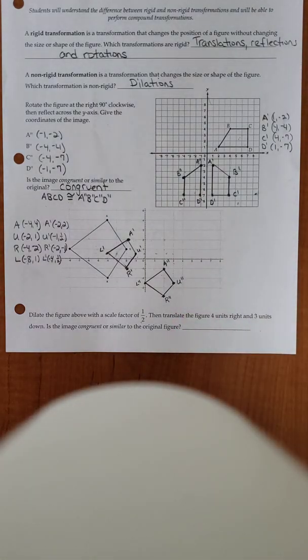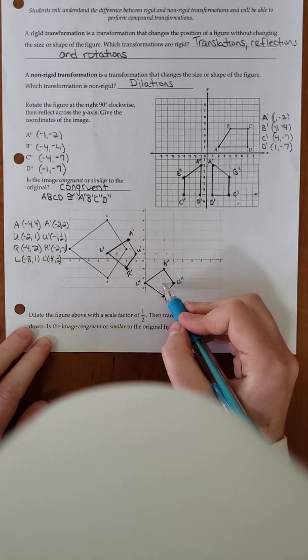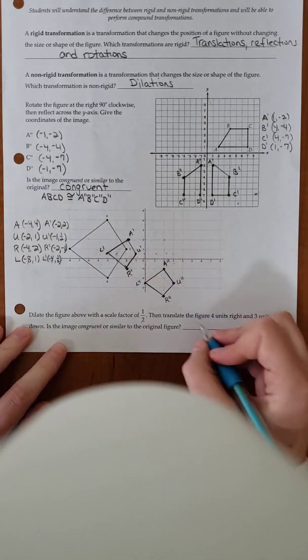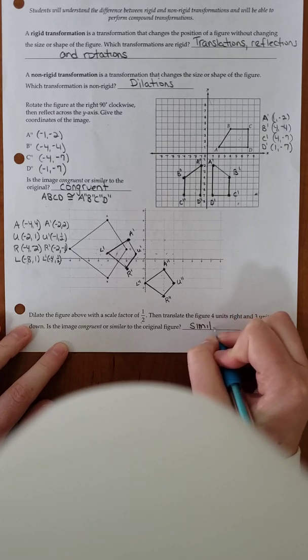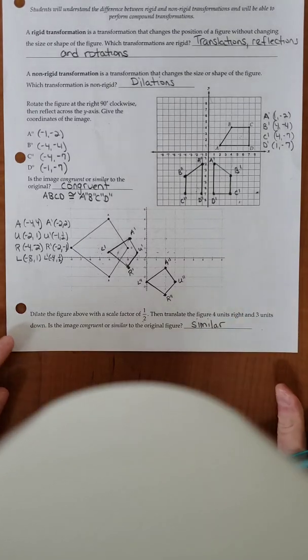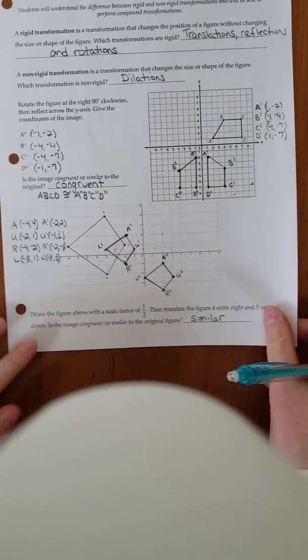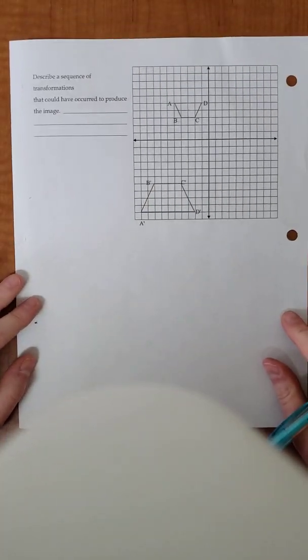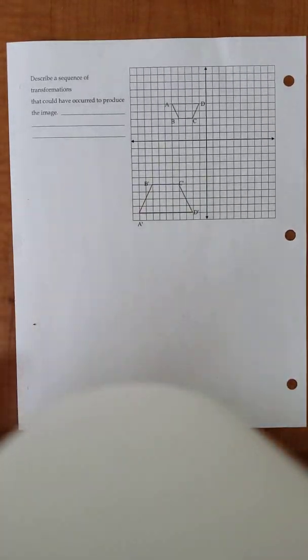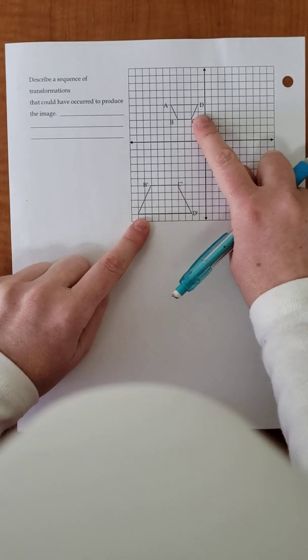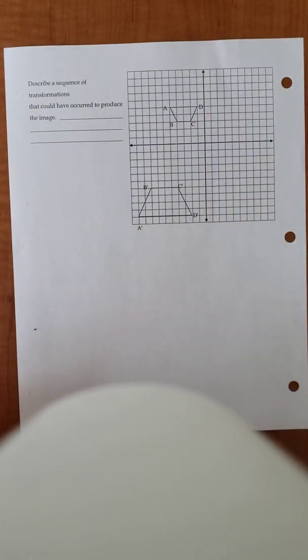I made a mistake. Is the image congruent or similar to the original? They're not congruent because these are different sizes, so that means they are similar, and that's because I had to do a dilation. Okay, and on to the back. Now, this time you are given the two figures, and you have to figure out what happened. Describe a sequence of transformations that could have occurred to produce the image.